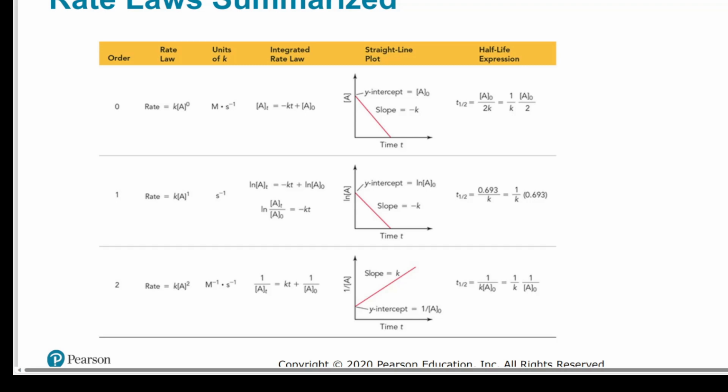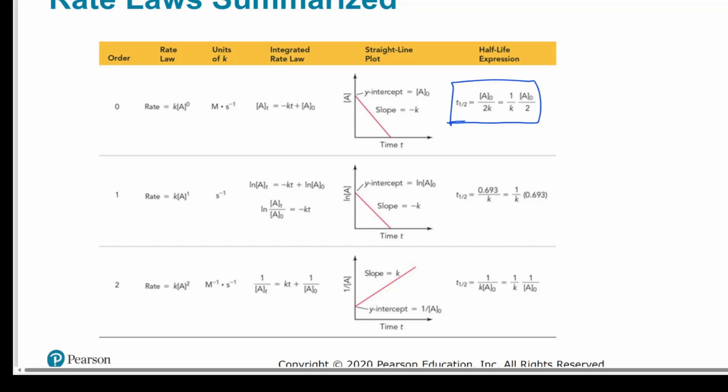We see that for a zero order reaction, the rate is equal to k times A to the 0 power. And if we integrate with respect to time, we get A at time t equals negative kt plus A0. So the slope would be equal to negative k, and our half-life expression then would be the half-life is equal to 1 over k times A0 over 2. So this is the half-life equation for a zero-order reaction.